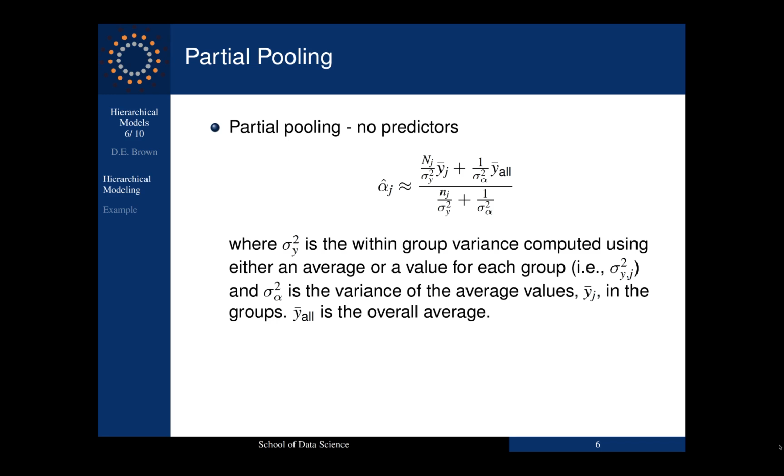So we let sigma squared y be the within group variance computed using either an average or a value for each group. So in other words, we can either use the average of the within group variances, or we can use the specific within group variance for that group in order to help estimate its intercept. Okay, and sigma squared alpha is the variance of the average values within the group. So this is shown as y bar j. So that's the average value of the target or response variable within the group. And y bar all is the overall average of the response variable or target variable.